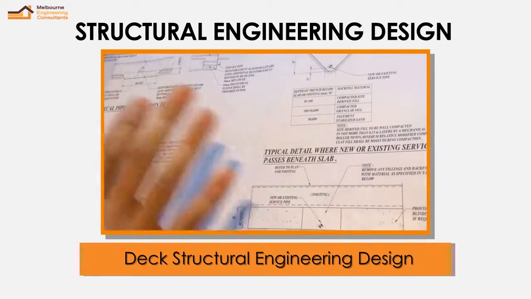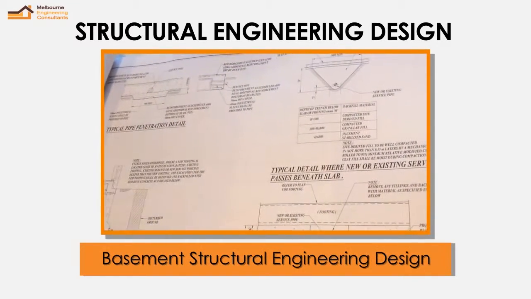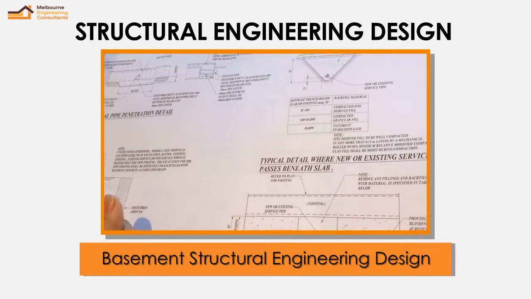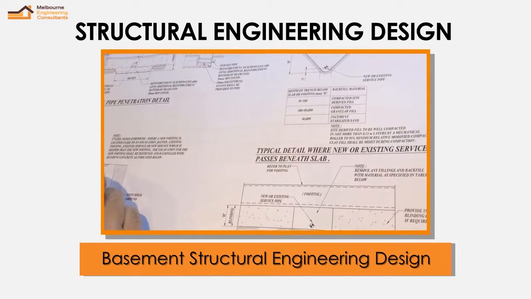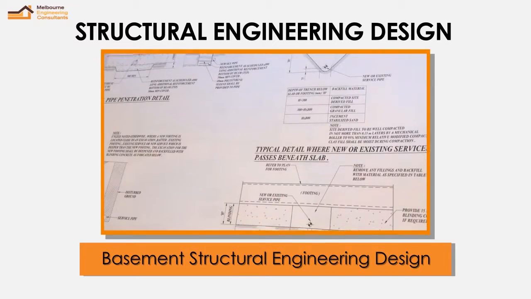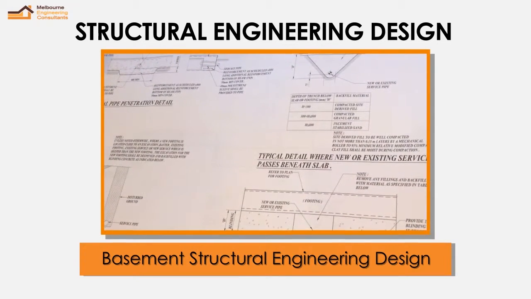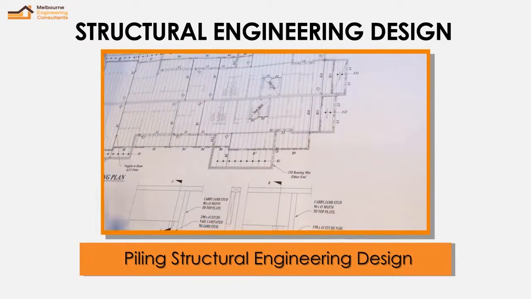On the next page we have the typical detailing for piping, how the sewer pipe and the rainwater drainage pipe are going to interact with my concrete footing. So these are the typical details, including the sewer pipe and if there is an easement.